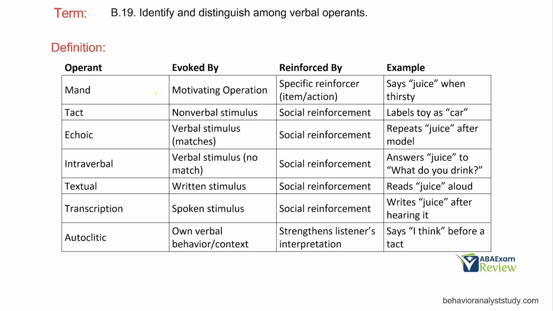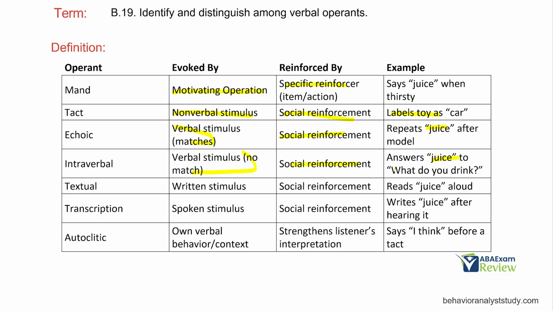Let's finish with the table. Let's start with the mand. It's evoked by a motivating operation, the only one, reinforced by the specific reinforcer. Example: say juice when thirsty, get juice. Tact, evoked by nonverbal stimulus, reinforced by generalized social reinforcement. We label a toy as a car. Echoic, evoked by verbal stimulus with point-to-point, reinforced by generalized reinforcement. Repeat juice after model. Intraverbal, verbal stimulus, no point-to-point, social reinforcement.